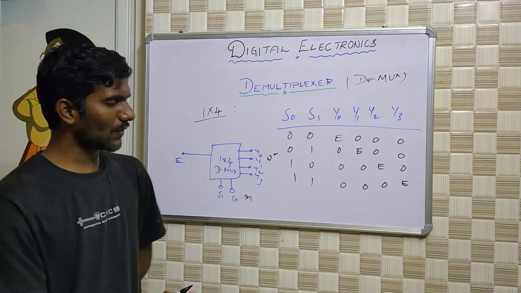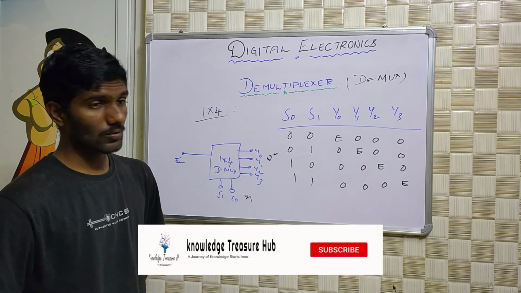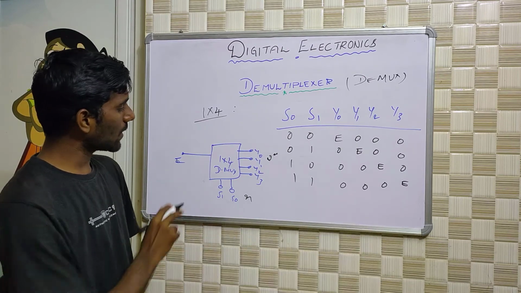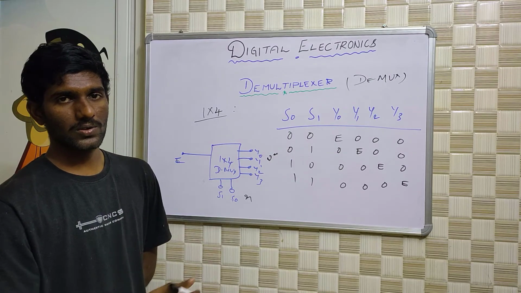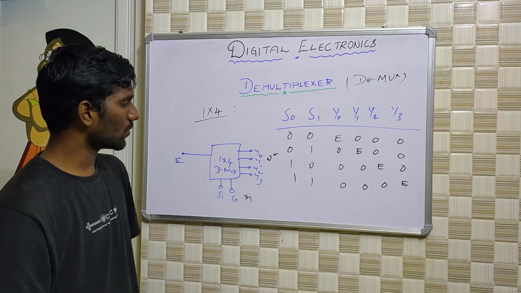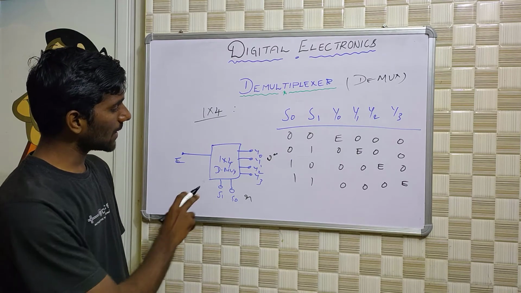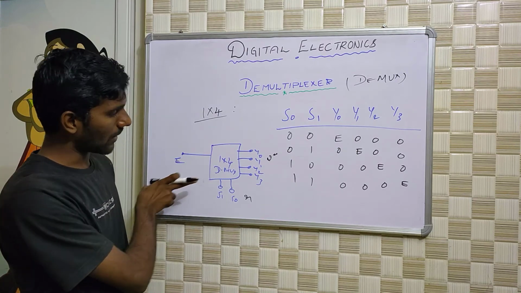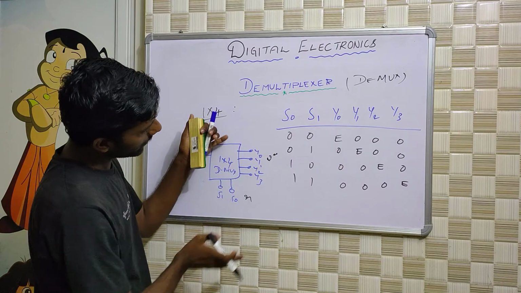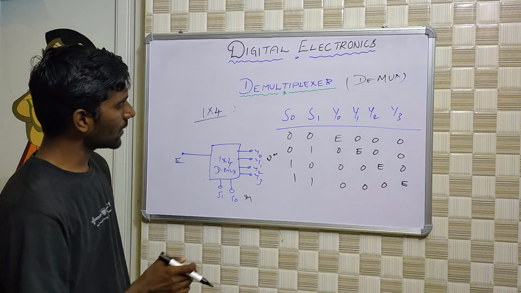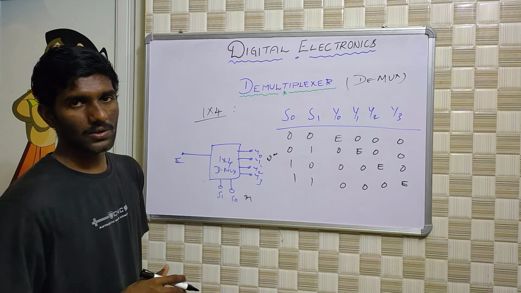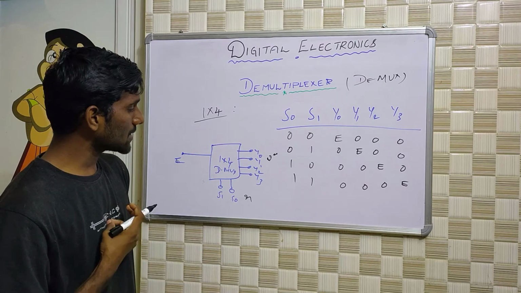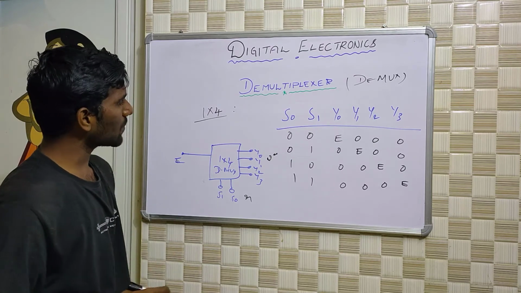So demultiplexer is also called a 1 to many circuit, while the multiplexer is called a many to one circuit. Here it is a 1 to many circuit. It is also called a data distributor circuit, because the data comes in on only one input line and is distributed among the 4 output lines. So multiplexer is called a data selector circuit, and demultiplexer is called a data distributor circuit. So this is the 1 by 4 demultiplexer.